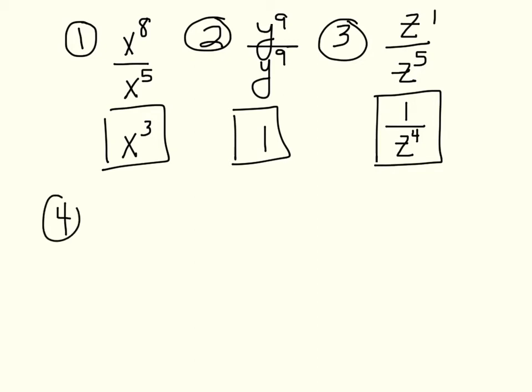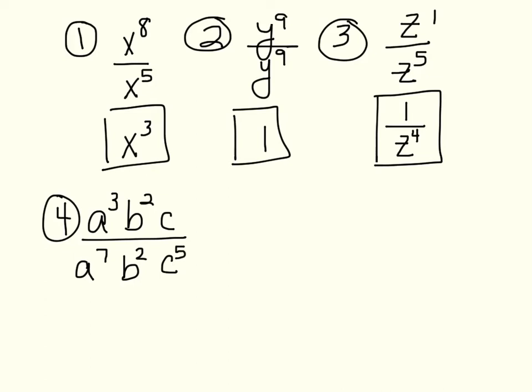Let's try another one. a to the 3rd, b to the 2nd, c over a to the 7th, and let's make this c to the 5th. Let's start with our a's. I'm going to use my shortcut. Where are there more a's? On bottom. How many more a's are on bottom? a to the 4th. b squared divided by itself cancels, it's gone.